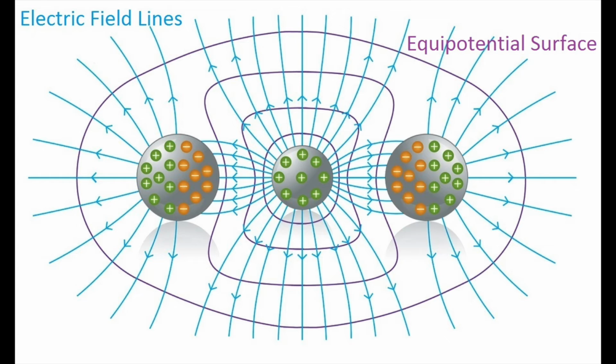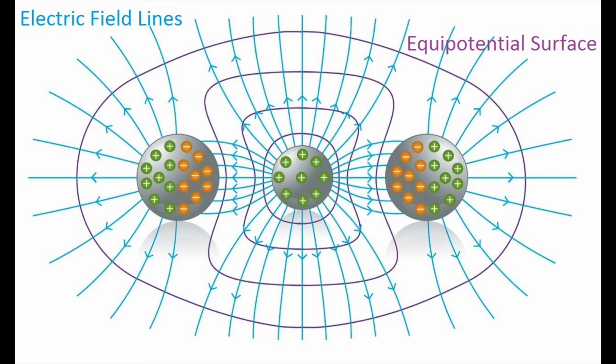There are further some important properties of equipotential surfaces. The electric field is always perpendicular to an equipotential surface. This is the first property. Two equipotential surfaces can never intersect. This is the rule, and you have to remember this. Now we'll move on to the next property.